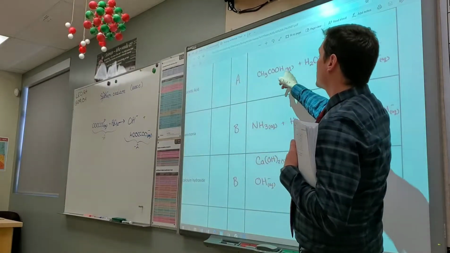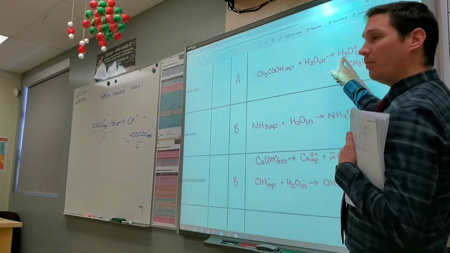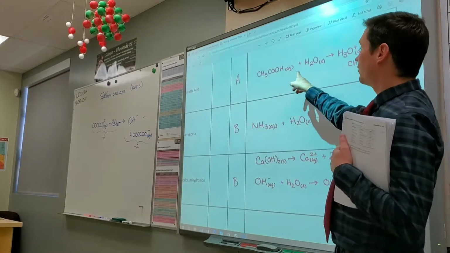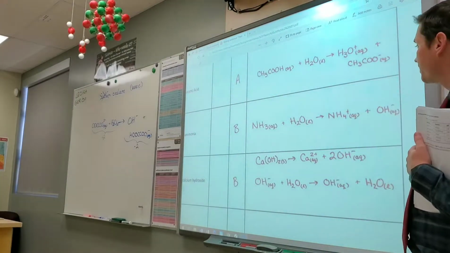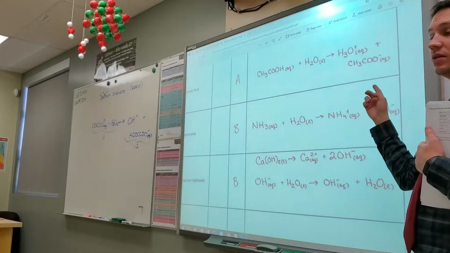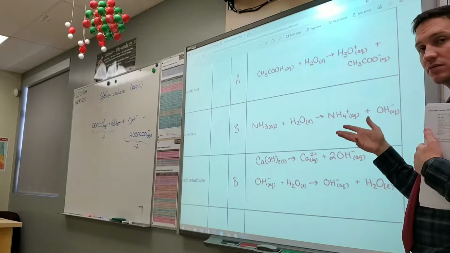So acetic acid reacts with water, and the water must pick up an extra hydrogen from the acetic acid, so that leaves an acetate ion. Okay? Was that first equation okay? Is that right?